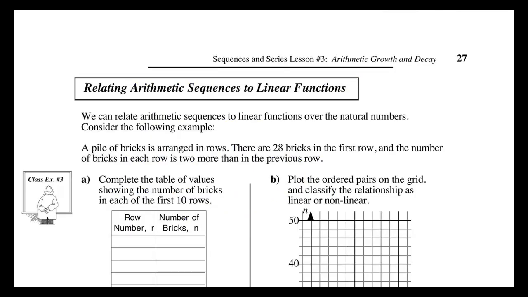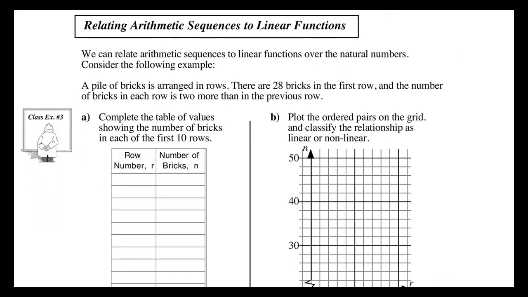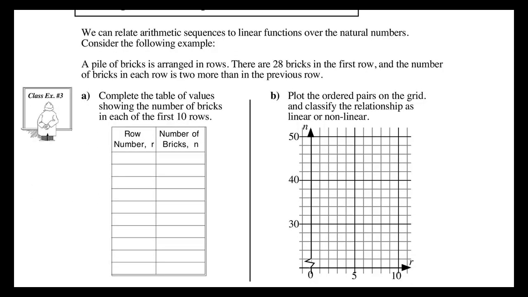And finally, example 3, relating arithmetic sequences to linear functions. So we can relate arithmetic sequences to linear functions over the natural numbers. So natural numbers are those numbers that are entire numbers, 1, 2, 3, 4, 5, etc. They're only positive. They don't include 0. They don't include negatives. They don't include fractions or decimals as well.